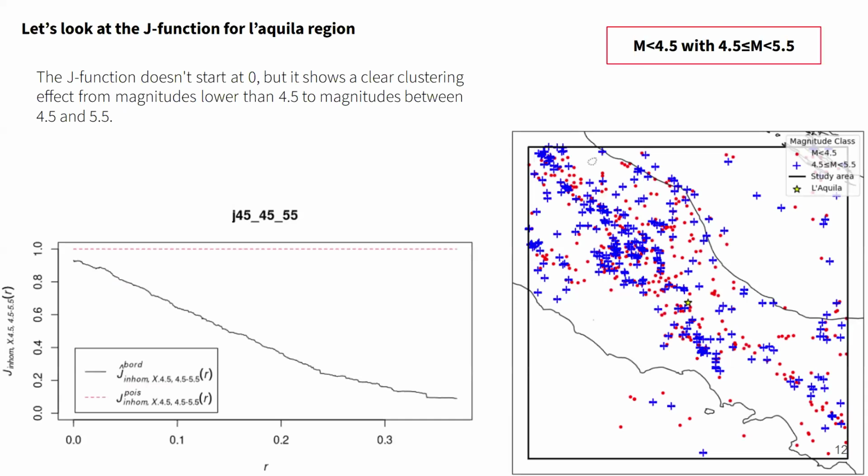So what is the result for L'Aquila? In that case, I look at the dependence between less than 4.5, so my reference, and magnitude range of 4.5 to 5.5. And as you can see, R is in degrees here. So when you increase the degrees, you will tend to be more clustered. So it means that magnitude 4.5 to 5.5 is clustered around less than 4.5. This is the definition of the J function here.